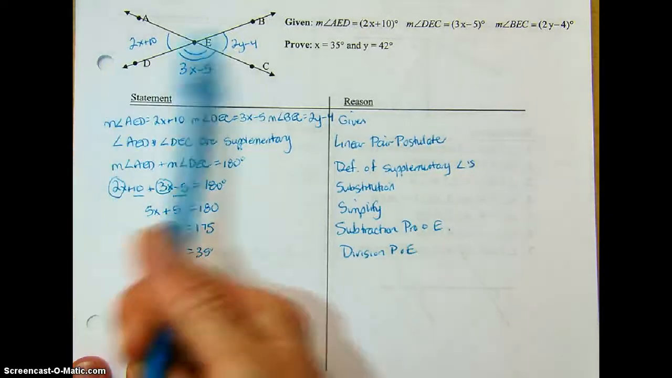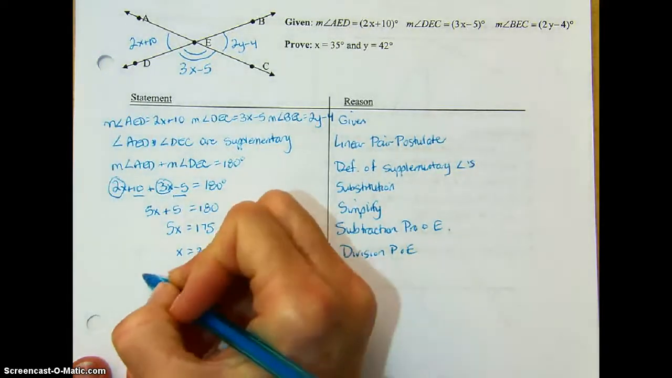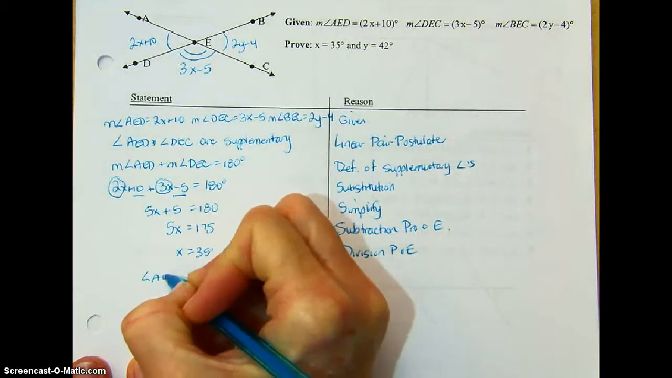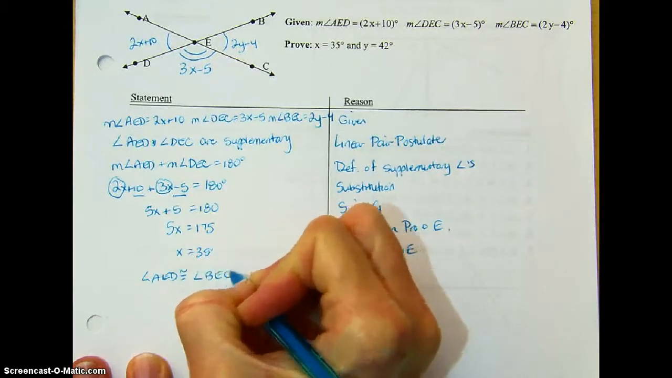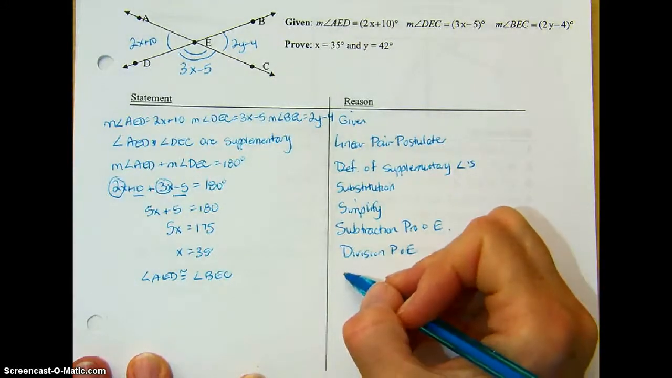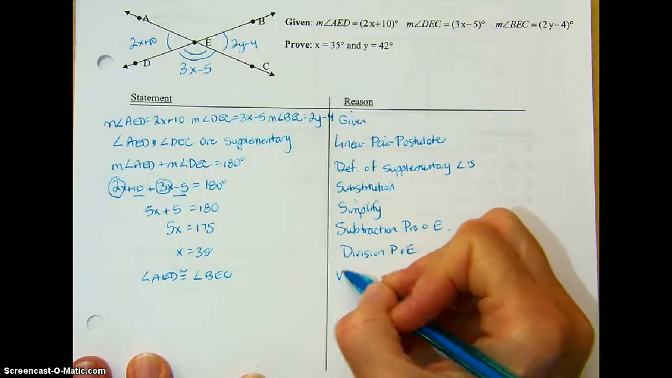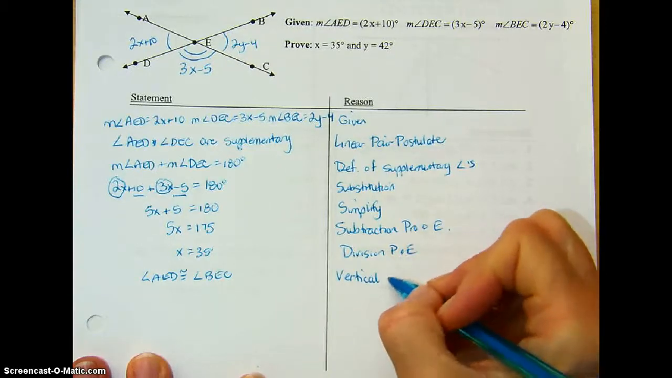Oh yeah, these guys are vertical angles. Oh, okay, well we got to say that, right? So we can say angle AED is congruent to angle BEC. We cannot say their measures are equal yet, because what we have is that vertical angles are what? Congruent. So you can either write vertical angles are congruent, which is my favorite, or you can write the vertical angles theorem.